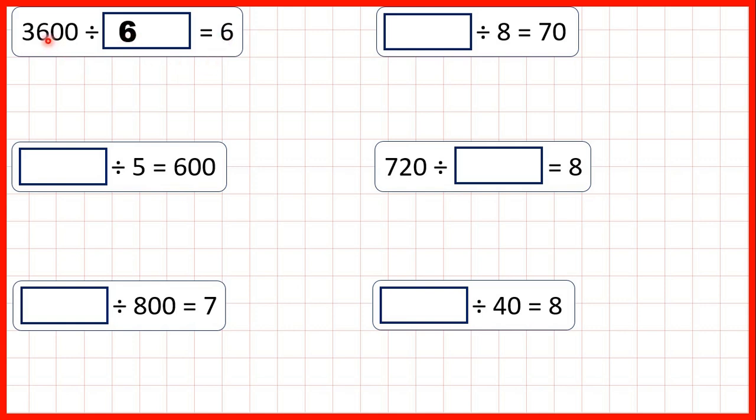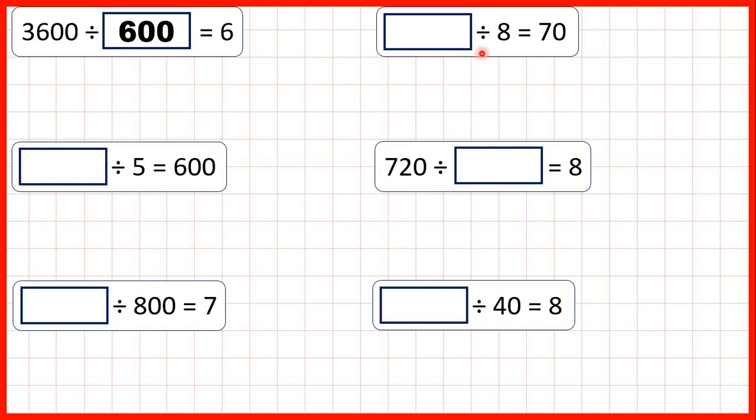Now in this question, we have two end zeros in our dividend, but we don't have any end zeros in our quotient. So these end zeros must have been cancelled by our divisor. So if we write two end zeros in our divisor, we can see that 3,600 divided by 600 is 6, because 36 divided by 6 is 6, and then we've cancelled our end zeros.